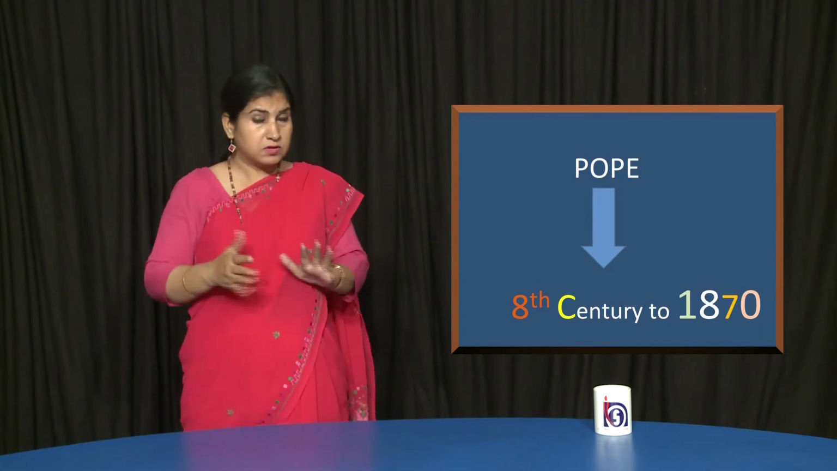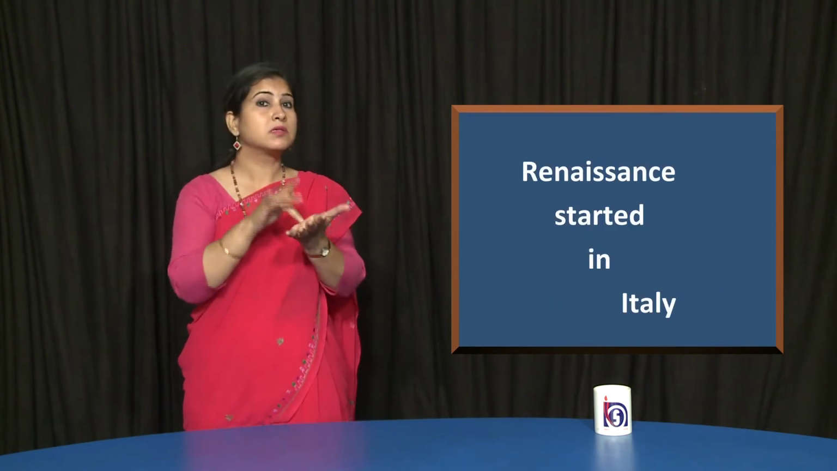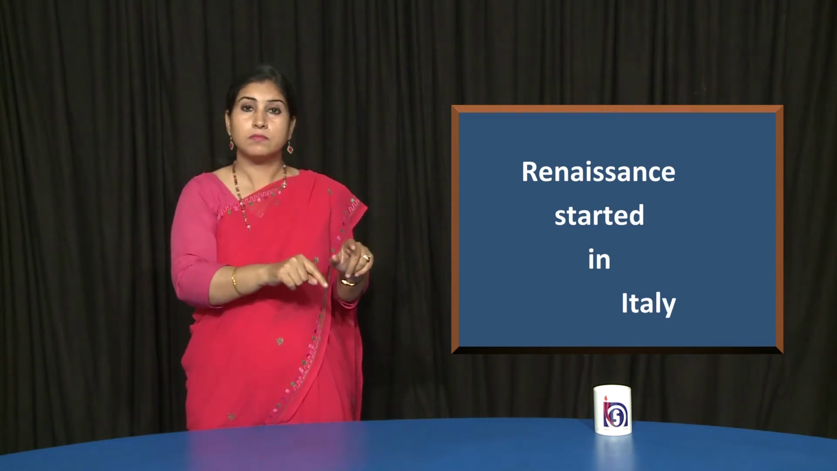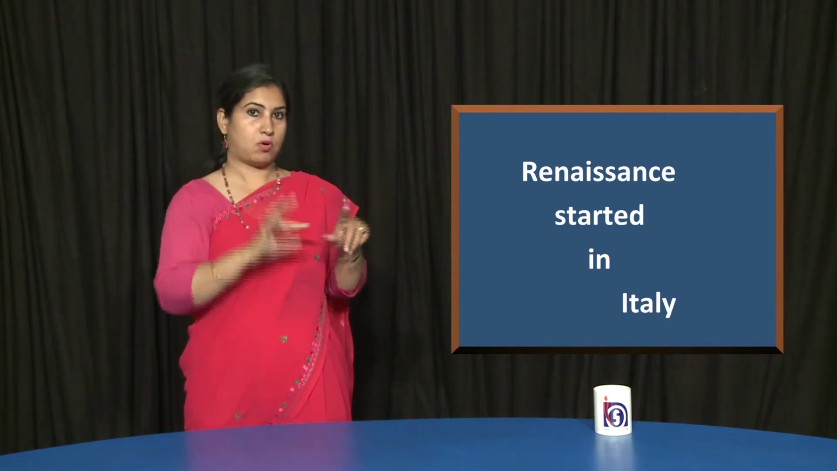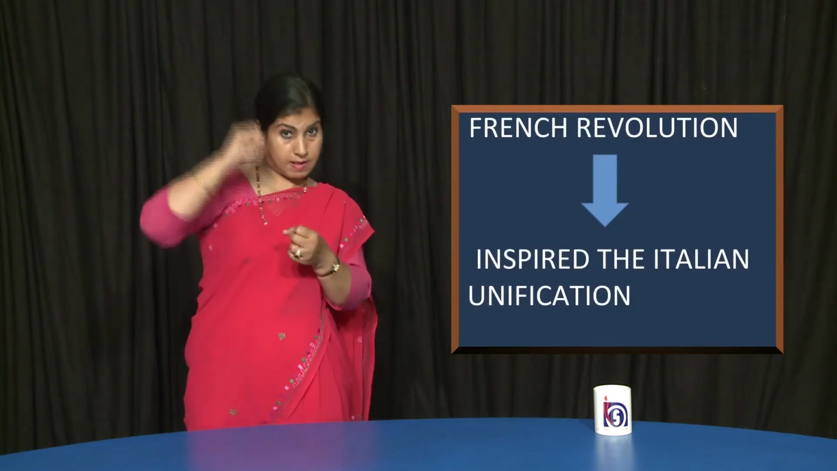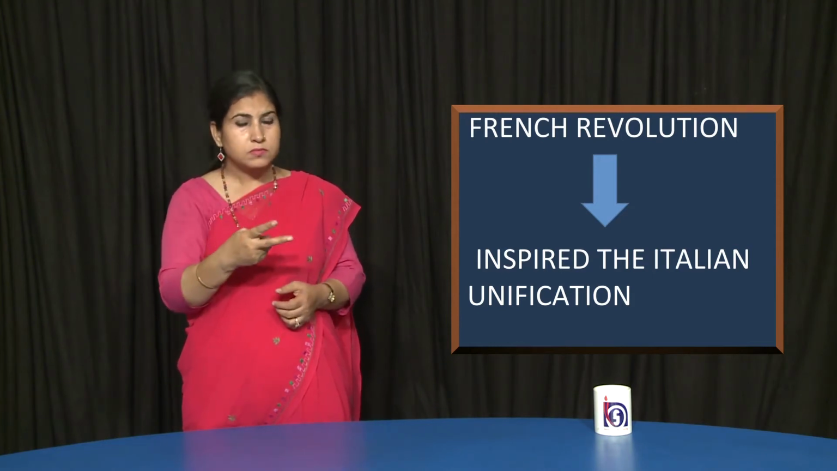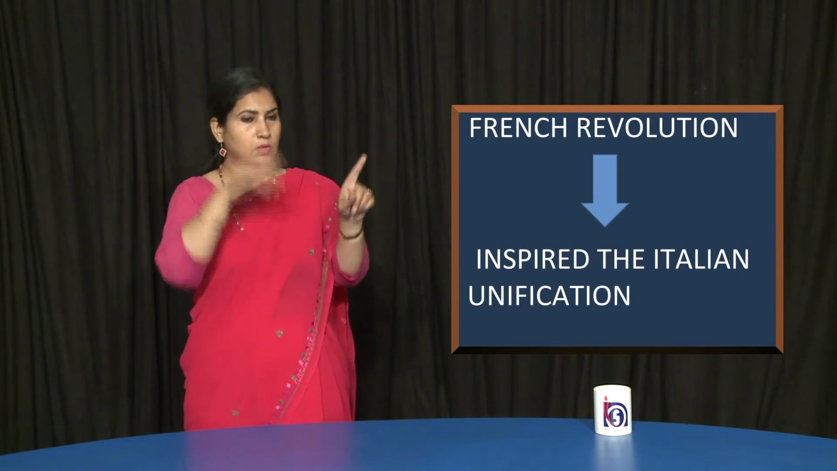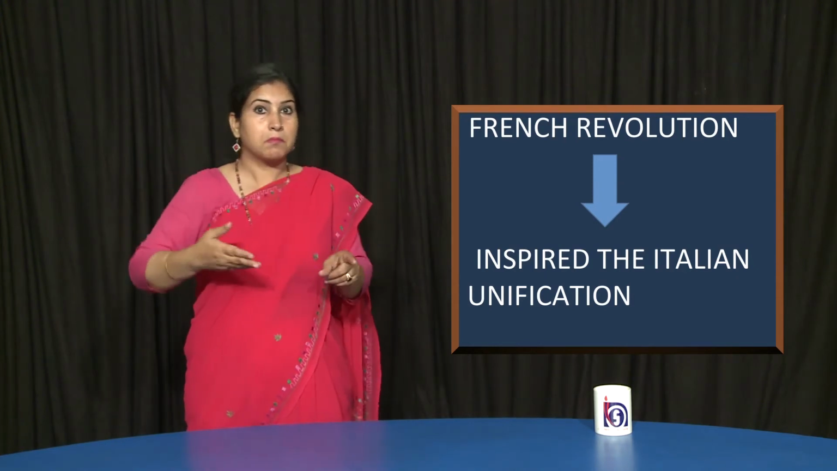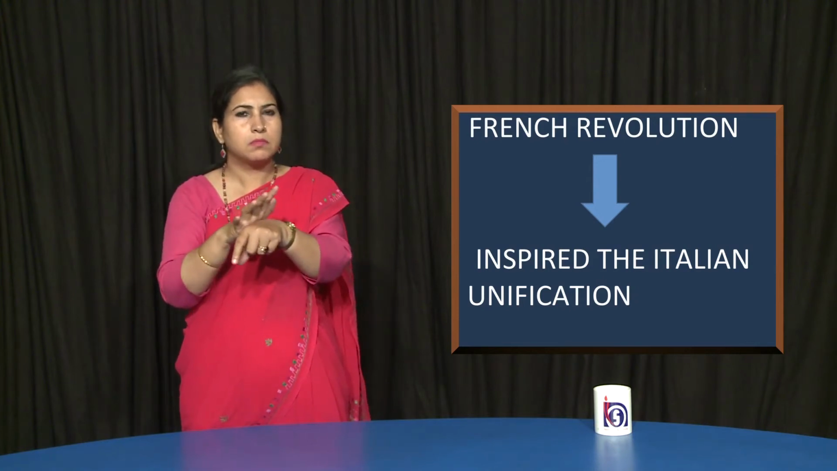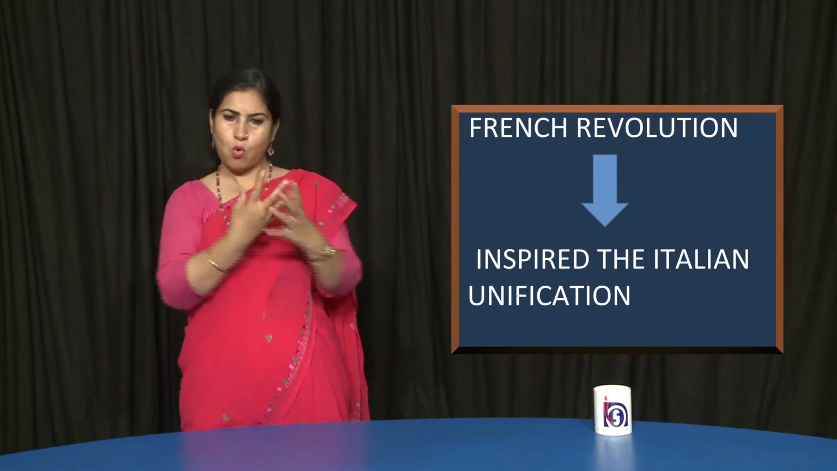We have seen in the earlier lesson that the Renaissance started in Italy. Therefore, Italy became a very important country of Europe. The French Revolution of the year 1789 frightened the Italian rulers as they thought that the common people of their country might revolt against them. Slowly, the feeling of forming an independent and unified Italy developed among the people of Italy.